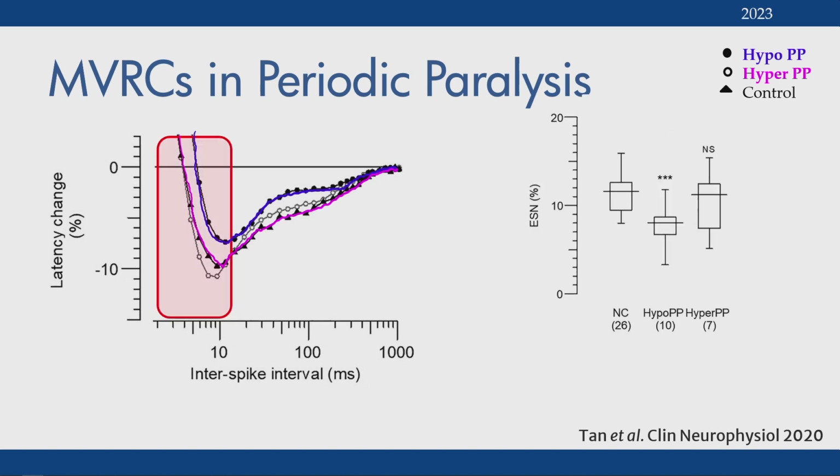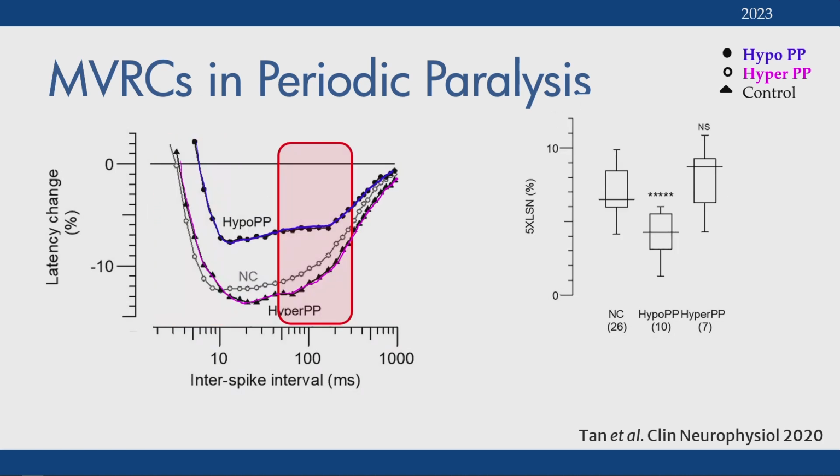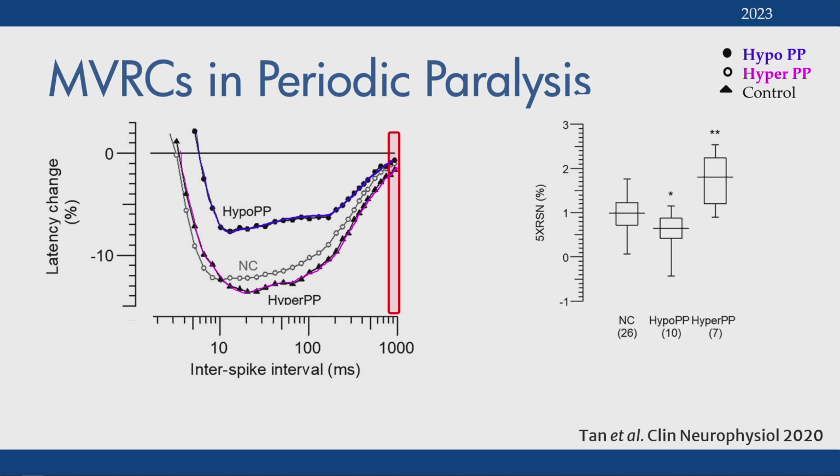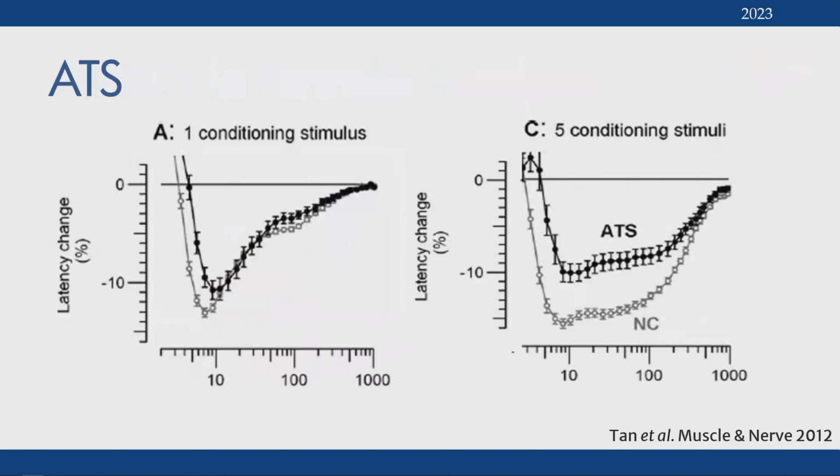In keeping with that, they also have this reduced supernormality here. And then you look at the response to 5 conditioning stimuli, that becomes more evident, especially in the late supernormality. The hyper-PP patients have an increased residual supernormality. That's the amount of supernormality left after 1 second. And also, if you look at the area under the curve, the total is increased, which is consistent with the described window current, which if you have any questions about, I'm sure Dr. Cannon would be very happy to answer.